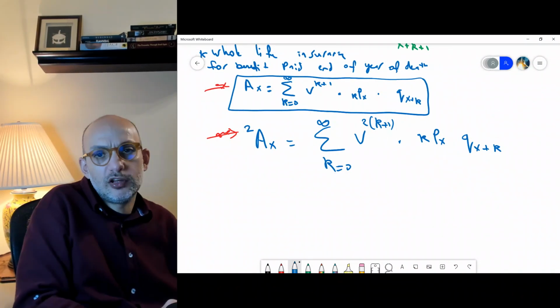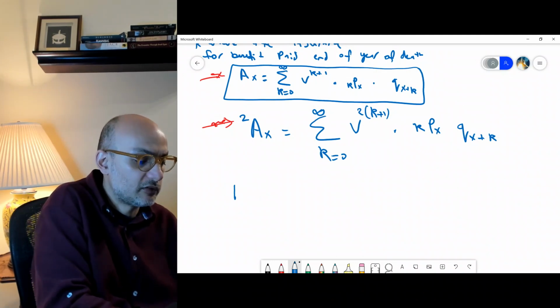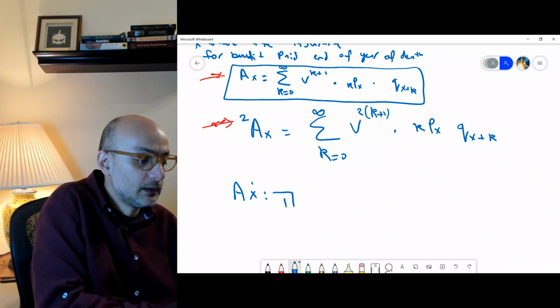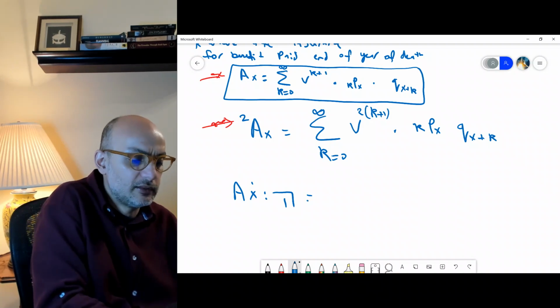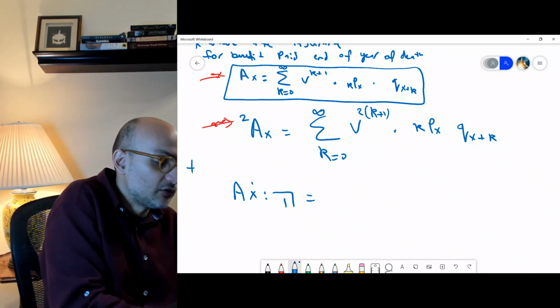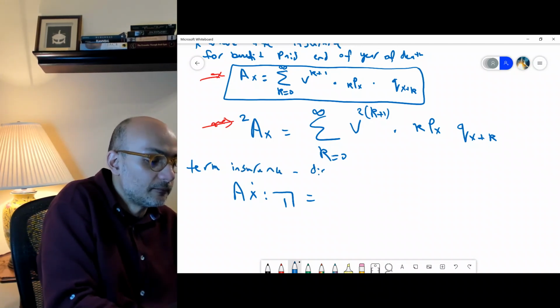And the same logic that we used in the continuous case, we can do now very quickly. A bar x, what if you have something like this? In the continuous case, we know it. We did questions like this. We took the formula. Now the discrete case, the same thing. Death occurs. This is term insurance, and the discrete case.